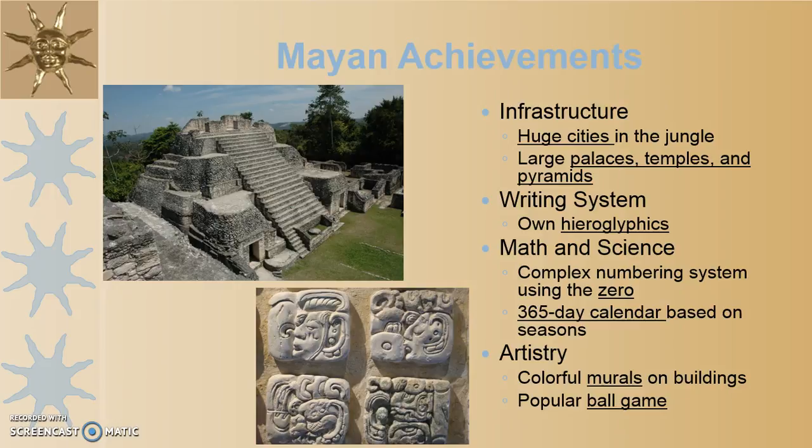The Maya also had a very accurate 365-day calendar that was based on the seasons. This is the calendar that they stopped counting in 2012, and there was a prophecy that the world would end because that's when the Mayan calendar ended. It looks like they just got tired of counting, and so the world continued past 2012. The Maya also spent a lot of time beautifying their buildings with colorful murals, and they even spent time playing a popular ball game in the area.